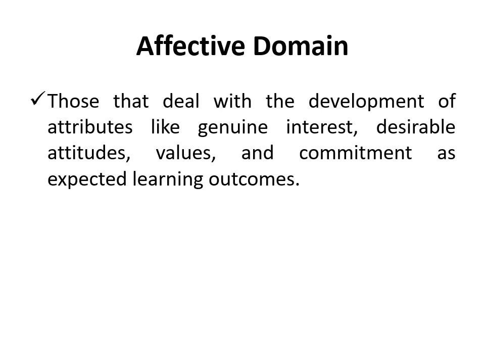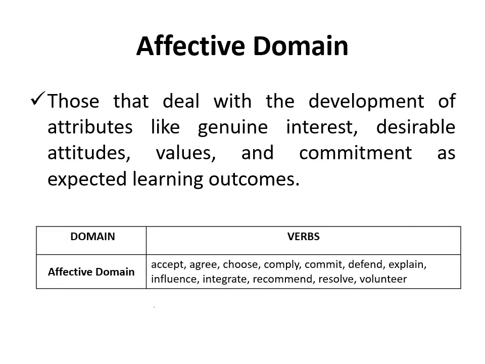Next is the affective domain. So those that deal with the development of attributes like genuine interest, desirable attitudes, values, and commitment as expected learning outcomes. So this is more on the personality, the behavior part of our learning. So verbs that we use is accept, agree, choose, comply, commit, etc., etc. Again, these reflect personality, behavior of the person, and so on and so forth, as opposed to knowledge and skills. So knowledge, skills, and feelings. No?